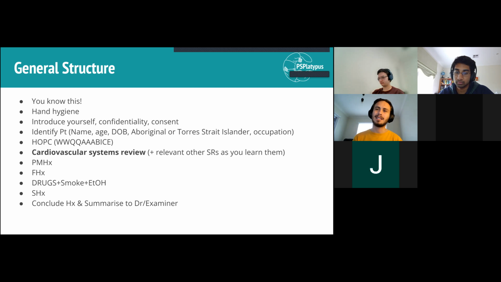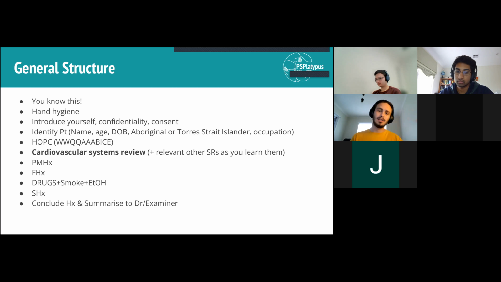we're going to go through the cardiac systems review, and that's basically the most high yield aspect of what we're doing today. Then, of course, you go through past medical history. So have they had any other instances of this presentation, any other past conditions, any current pre-existing medical conditions, immunizations, things like that. Family history, does anything run in the family?